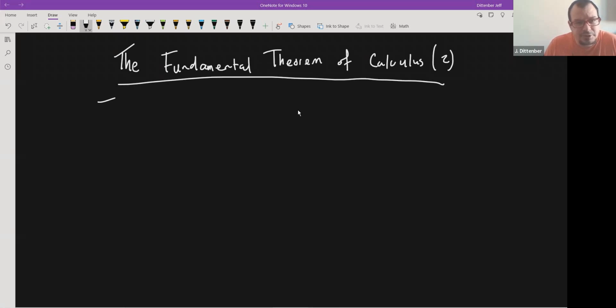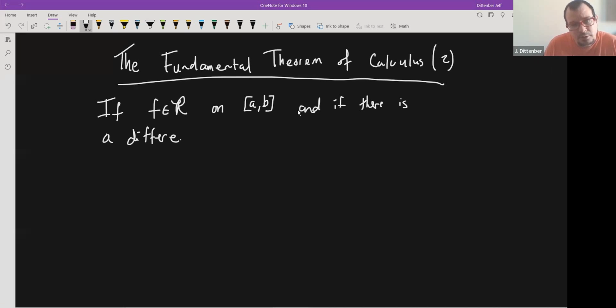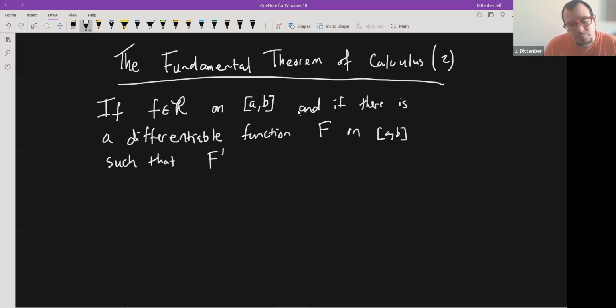And here's what the theorem says. It says if we have a function f that is Riemann integrable on a closed interval from a to b, and if there is a differentiable function, we're going to call it big F, on this same interval such that the derivative of big F is equal to little f, then our conclusion is that the Riemann integral from a to b of little f is equal to the big function F evaluated at b minus the big function F evaluated at a.